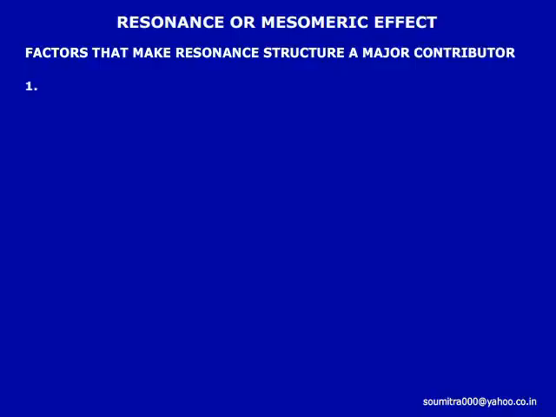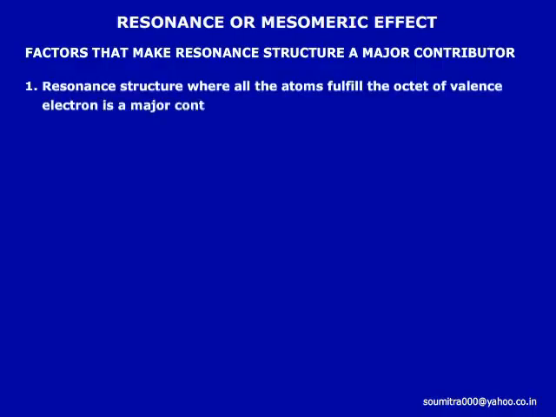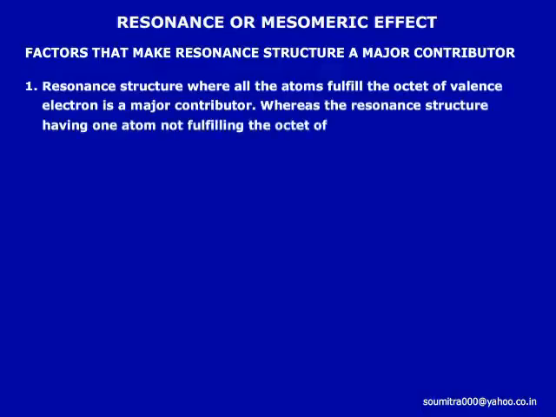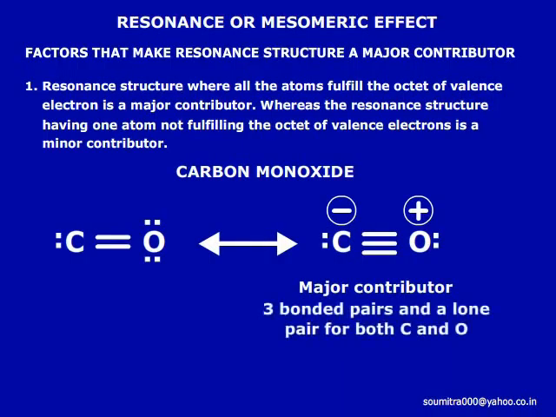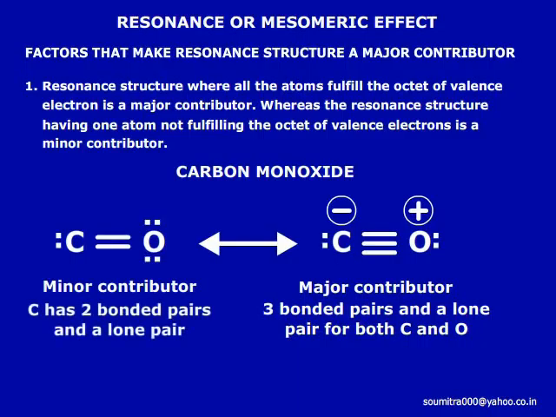Now, the first point is a resonance structure where all the atoms fulfill the octet of valence electrons is a major contributor, whereas the resonance structure having one atom not fulfilling the octet of valence electrons is the minor contributor. Example, in carbon monoxide, we have the two structures over here. The second structure is a major contributor. Why? Because here both carbon and oxygen have octet of valence electrons. Now the first one is not so much stable because here carbon does not fulfill the octet of valence electrons.